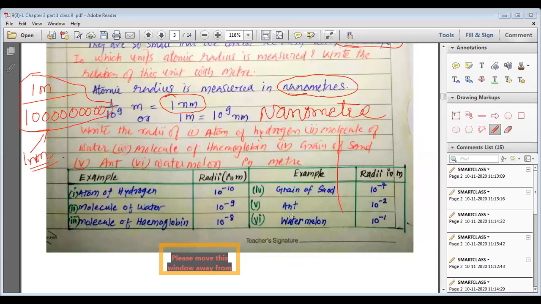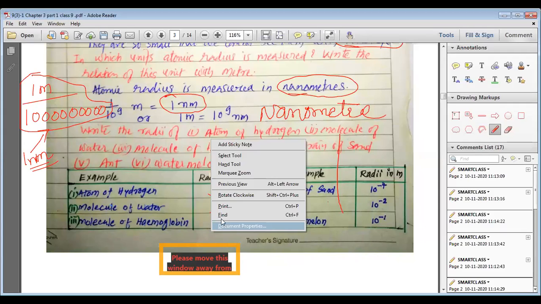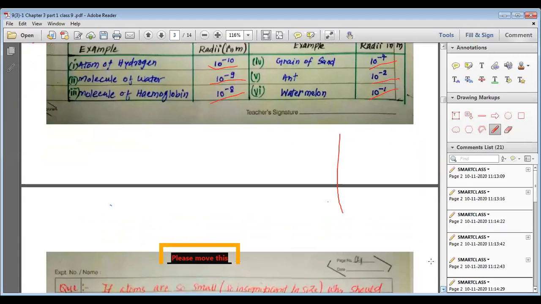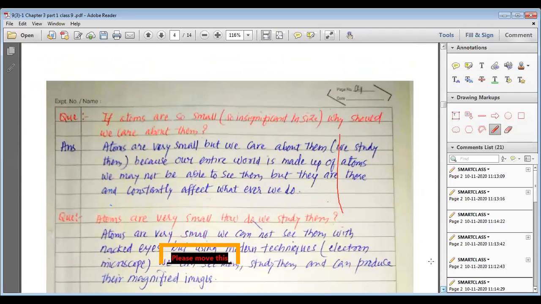We come to know that the atom is very small by understanding that the atom of hydrogen has got the radius of 10 to the power minus 10 meter. The molecule of water has the radius of 10 to the power minus 9 meter, or the radius of the hemoglobin is 10 to the power minus 8 meter. The radius of the grain of sand is 10 to the power minus 4 meter. The size of an ant is 10 to the power minus 2 meter. And the radius of the watermelon is 10 to the power minus 1 meter, that is 10th part of a meter. And that is how, by comparing this, we can conclude that atom is very small.